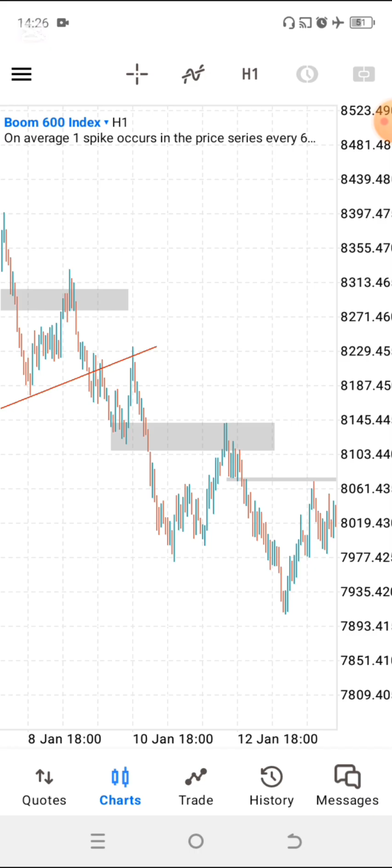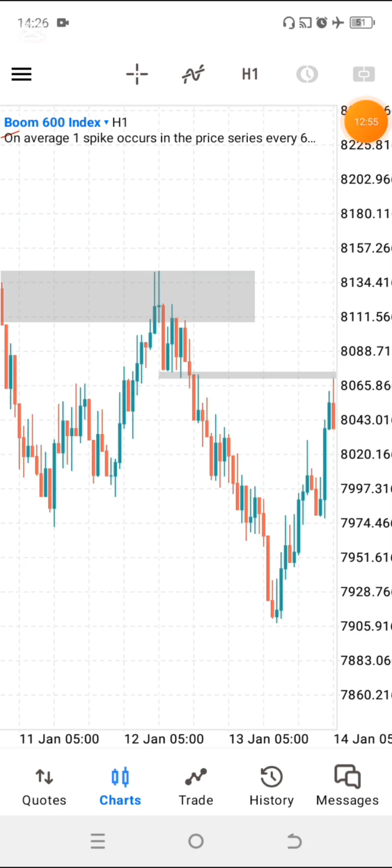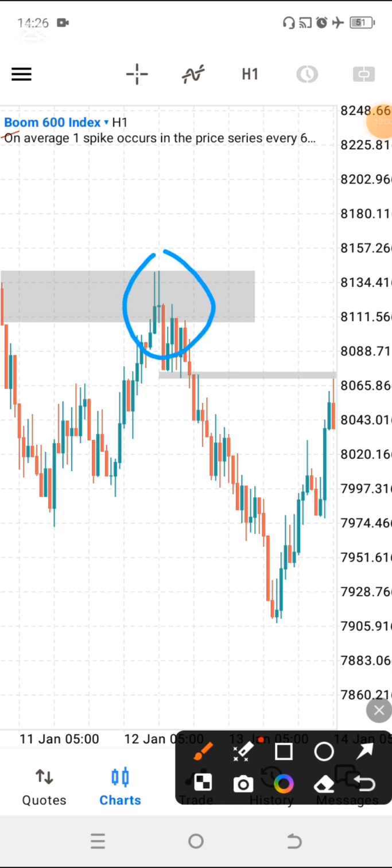So what about the candlesticks? What do you have to look for in a candlestick? Right, so for candlesticks, I want you to analyze how the body and the wicks of the candlesticks look like. What do they look like? What do they represent?